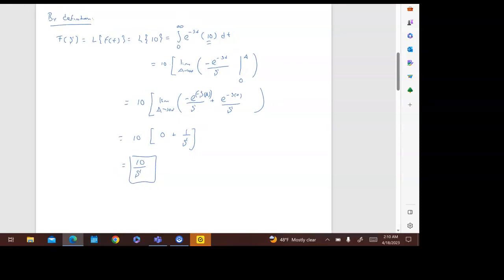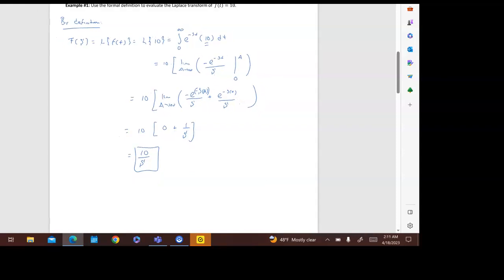And in this case, we would say that the Laplace transform, or I'll just say L of f of t, which is equal to L of 10, is just equal to 10 over s. And s, we're assuming that it's a value greater than 0. That's actually it for this problem.